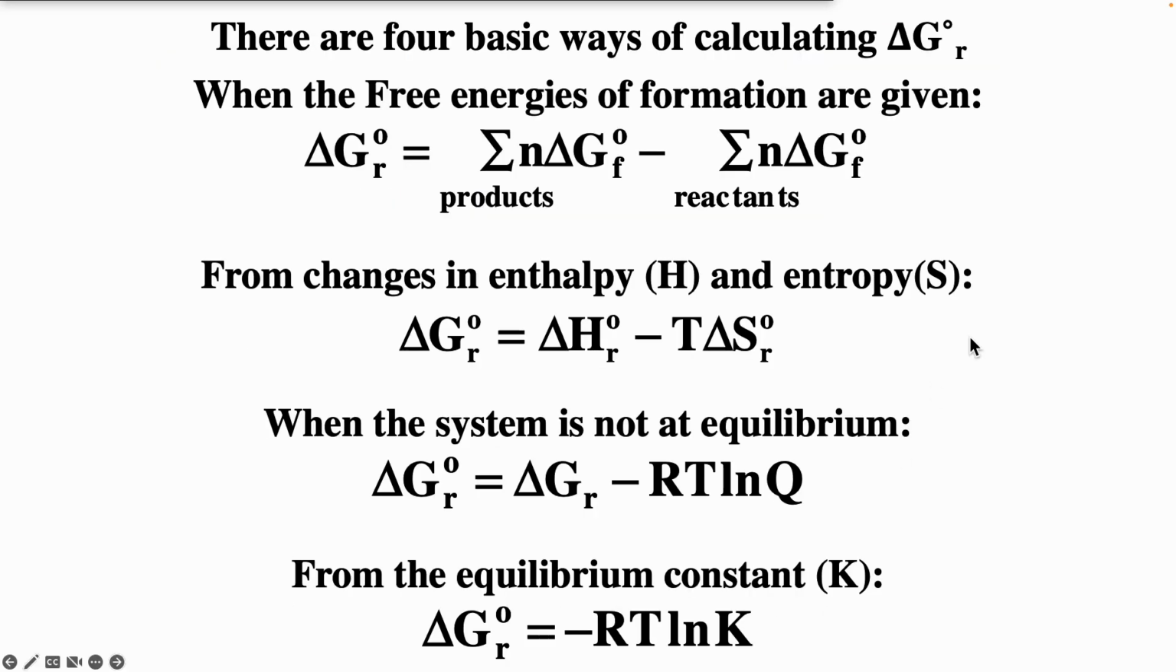And so we found another way of calculating delta G naught. We can do the products minus reactants thing because Gibbs free energy is a state function. We can use my favorite equation, delta G equals delta H minus T delta S, only for a process. We can take that one equation and solve for delta G naught, and we get delta G minus RT natural log Q. And finally, we see that delta G naught equals minus RT natural log K.